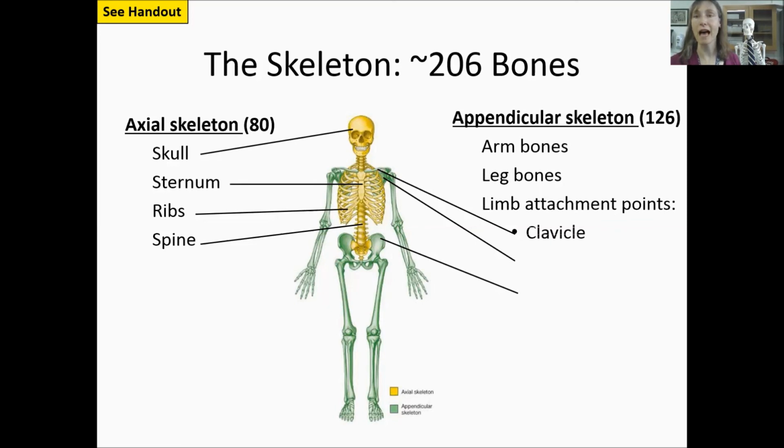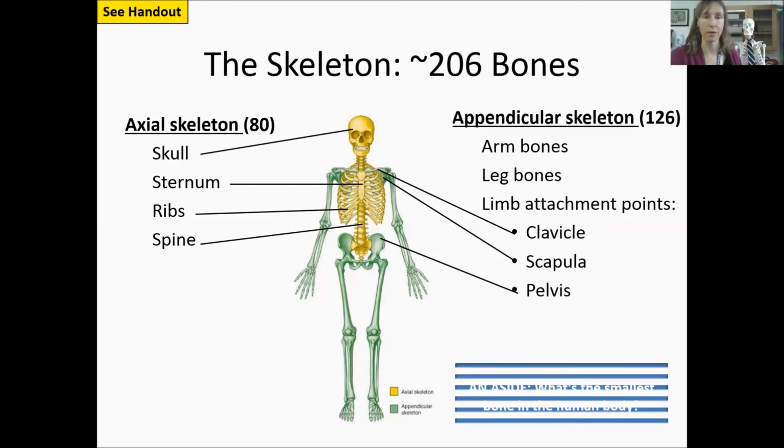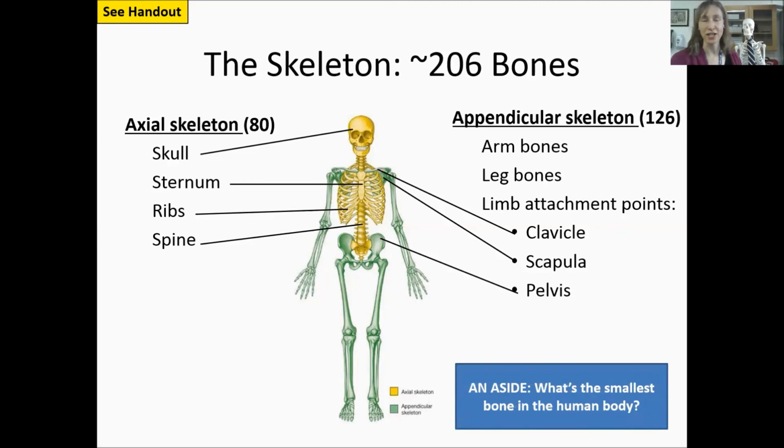For example, your clavicle, and you can probably feel that on you. That's that bone that attaches from the base of your neck out to your shoulder, all right? That includes your scapula. That's your shoulder blade. If you move your arm, it's the one that feels kind of like a wing, and then your pelvis. And that's, when you put your hands on your hips, you're feeling your pelvis bone. All right, now, just as an aside, because it's interesting, do you know what the smallest bone in your body is?